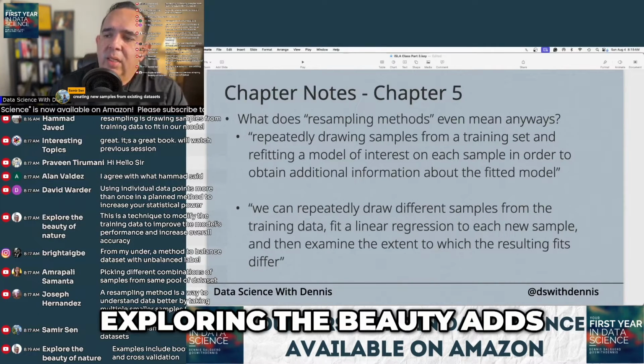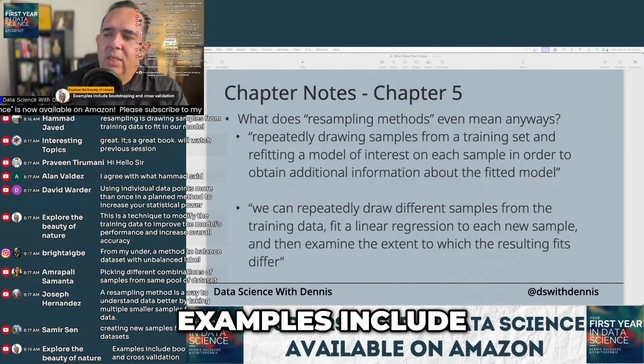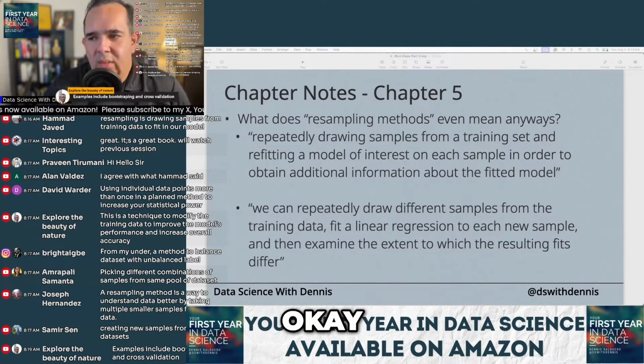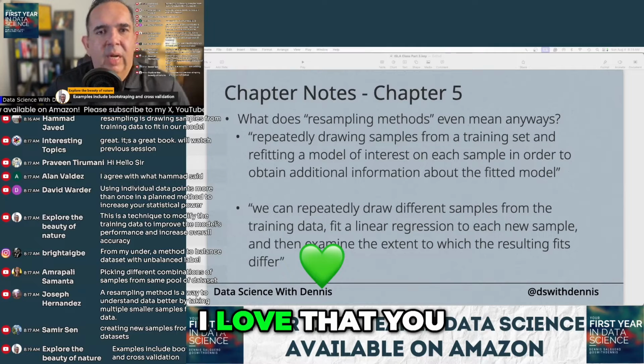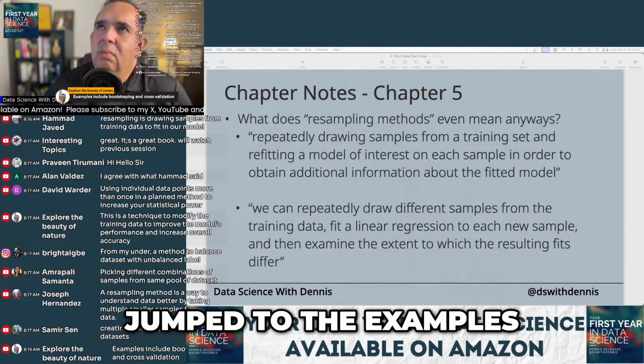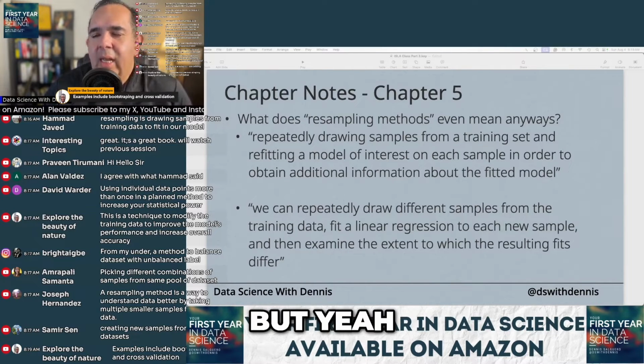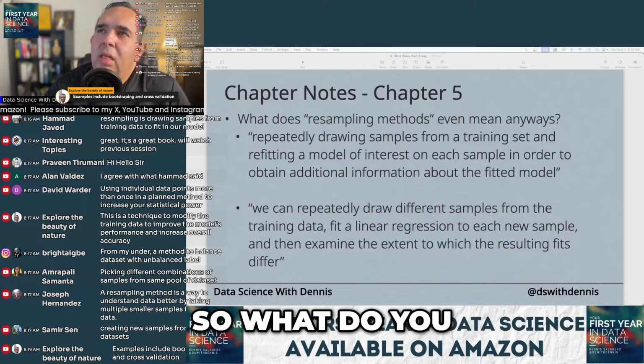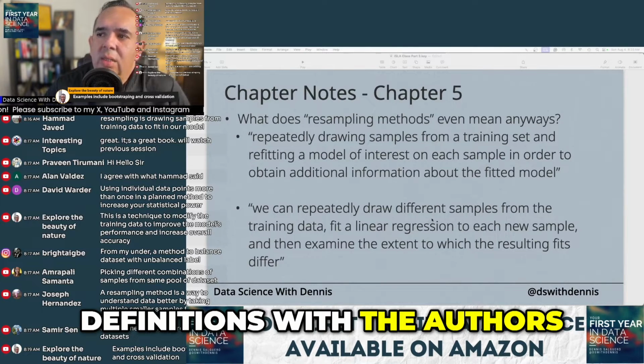Exploring the beauty adds examples include bootstrapping and cross-validation. Okay. I love that you jumped to the examples. We're gonna get to those, but I love the fact that you pointed those out. So what do you guys think of these definitions from the authors?